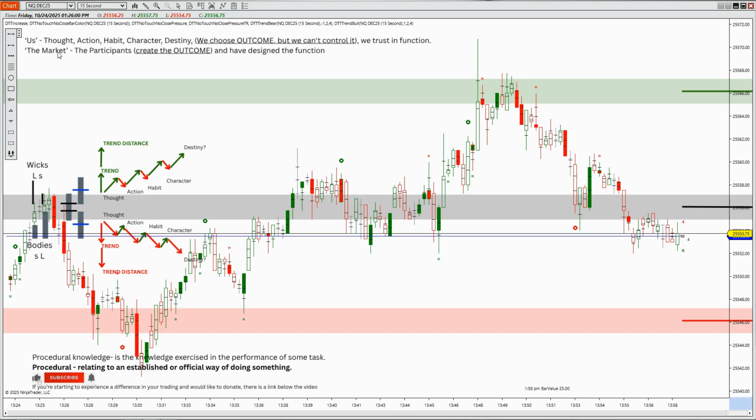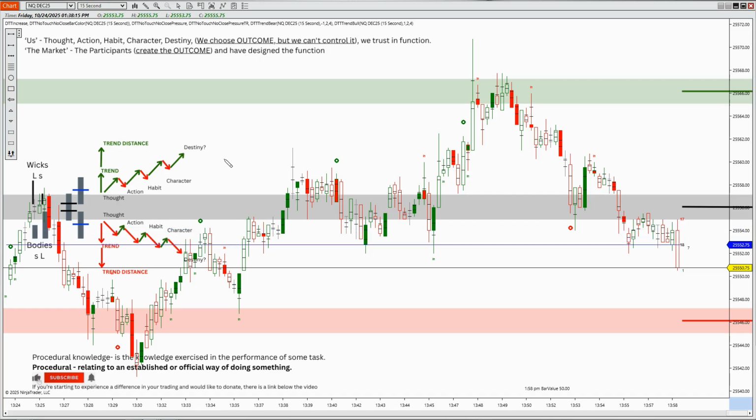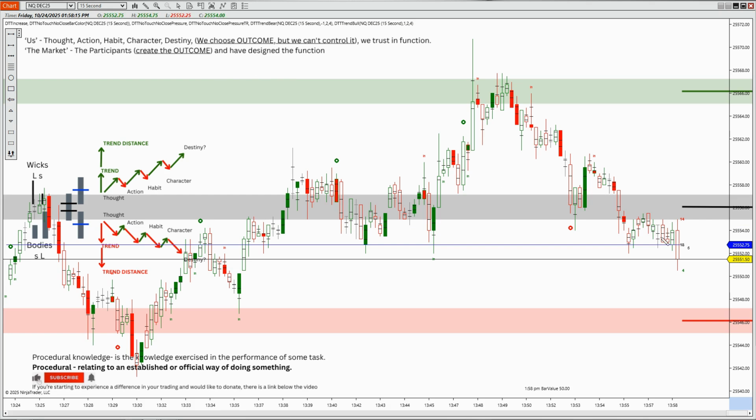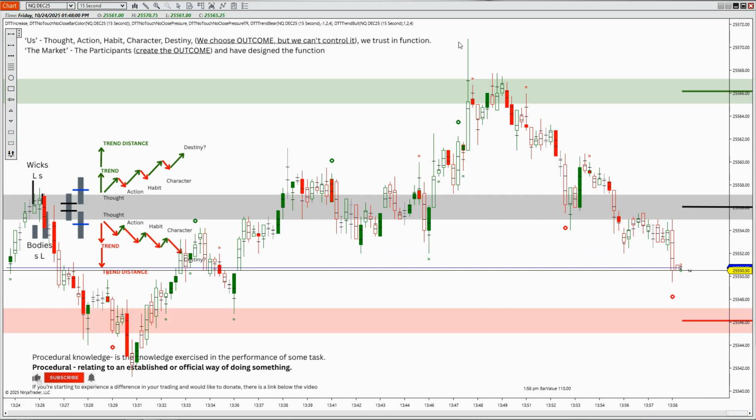The market is absolutely the same way, but there's just a little caveat here. The participants, they actually create the outcome and they have designed the function, so they're not trusting in it. All right, they know exactly how it's going to play out, and that's why it's really important to have in mind what the market is going to do. They're coming beneath the center of the chart. We're going to try to read this just a bit. We have our trend here.